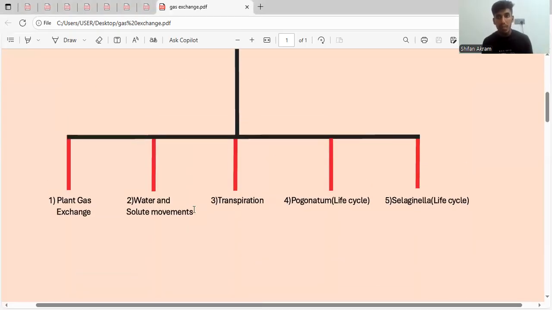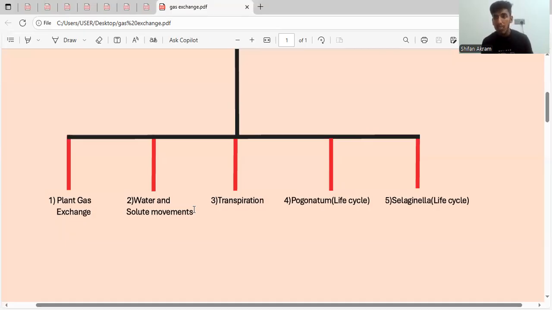These are the 5 expected essay areas for this year's exam. These are all essays that we haven't got yet in A-level exams. First we have plant gas exchange, then water and solute movements. Here we'll take a look at diffusion, osmosis, bulk transport and everything else included there. Then loss of water in plants, which is transpiration. Then we have 2 life cycles, Pogonatum and Selaginella.